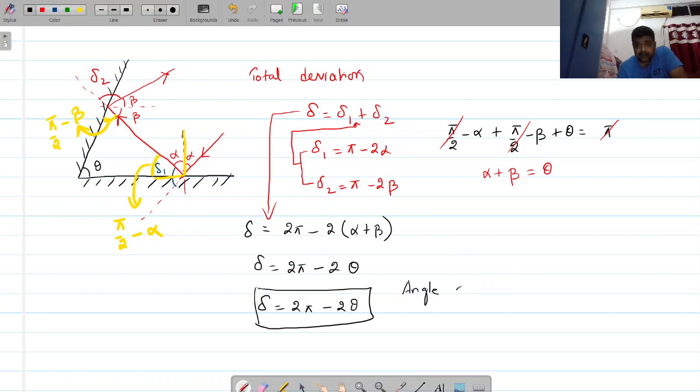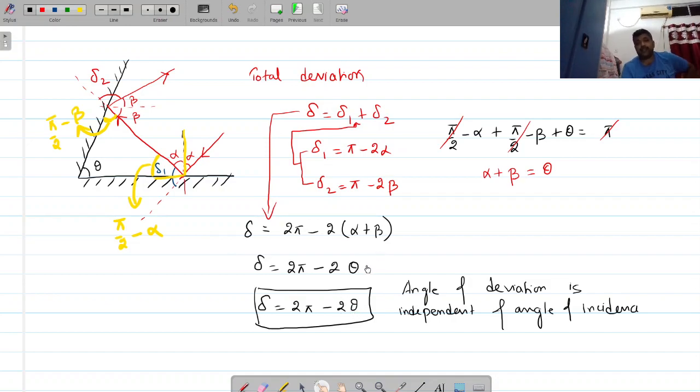The angle of deviation is independent of the angle of incidence. So in whatever direction this incident ray comes, the total deviation it is going to suffer after two reflections only depends on the angle between the two plane mirrors, that is theta. So this is one very interesting result.